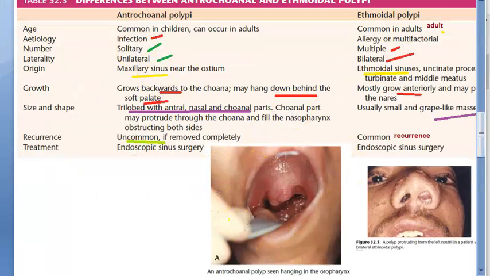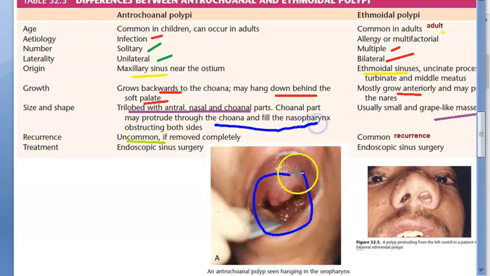Okay guys, look at this. So, from where is the origin for antrochoanal polyp? It is the maxillary sinus. It grows backwards to the choana, hanging down behind the soft palate. Yes, we can see that in this photo. It is trilobed. It has antral, nasal and choanal parts. The choanal part may protrude through the choana and fill the nasopharynx, obstructing both sides. That is what it looks like here.